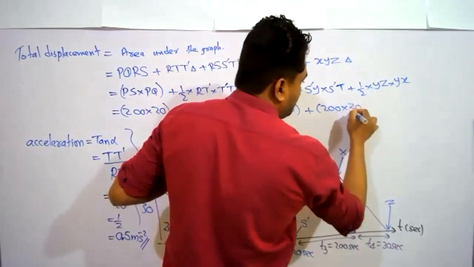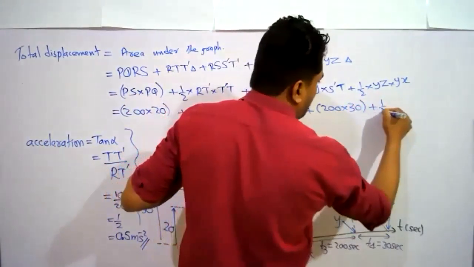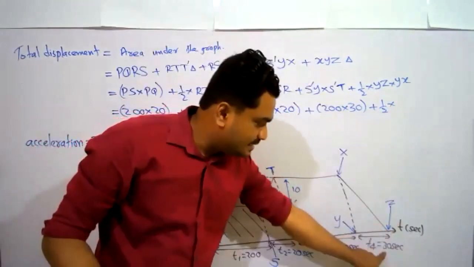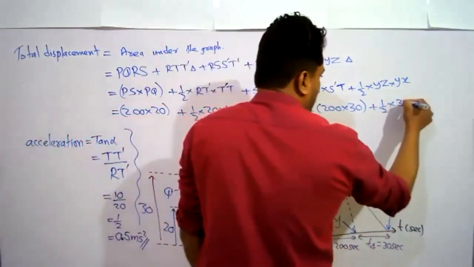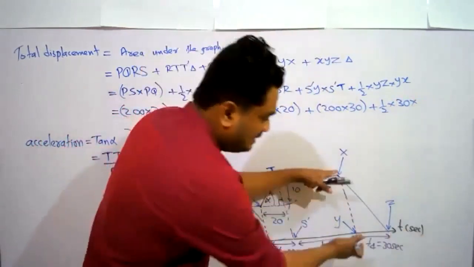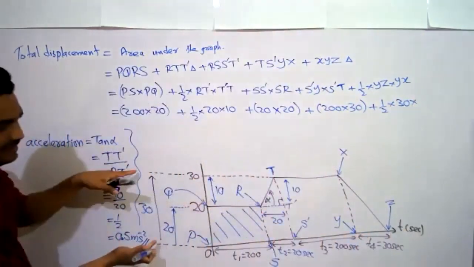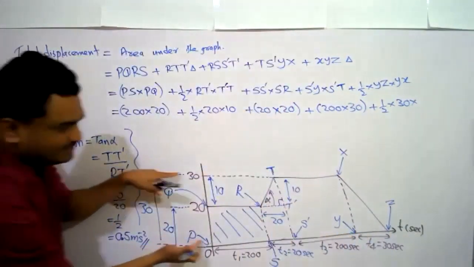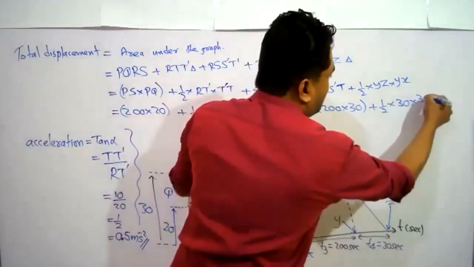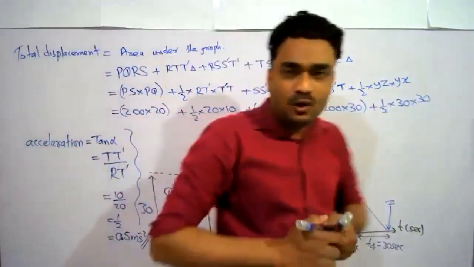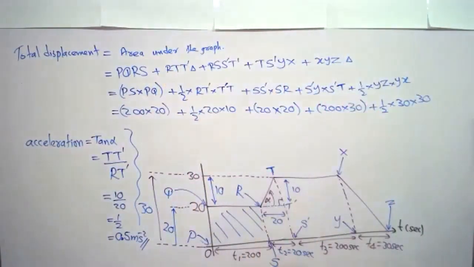Plus half, YZ is 30, YX again 30. See the beauty? All of these come to 30. Check whether you have written all these steps properly.